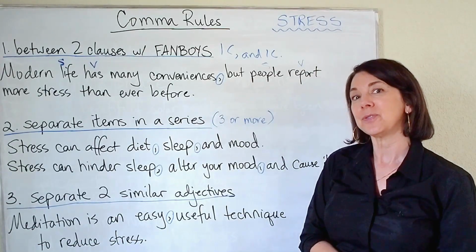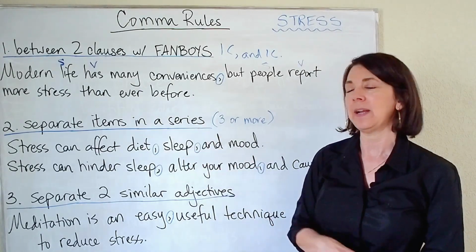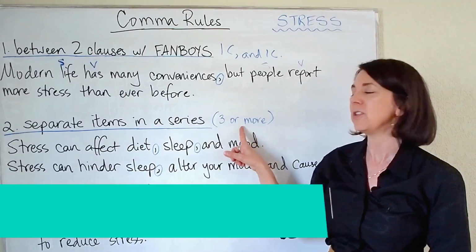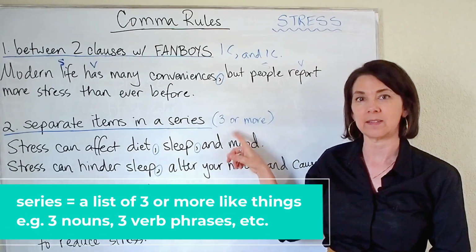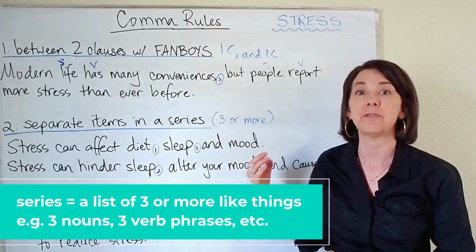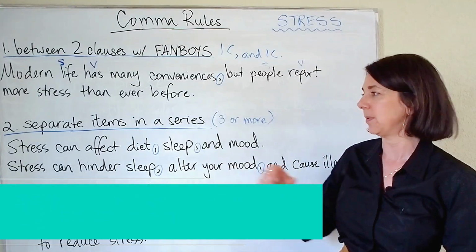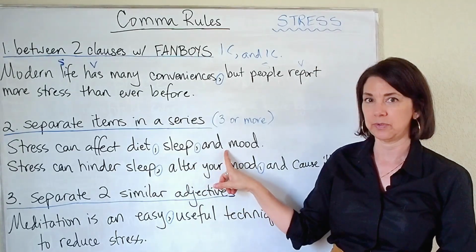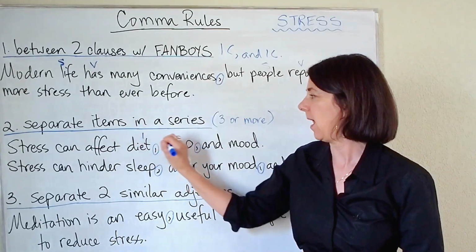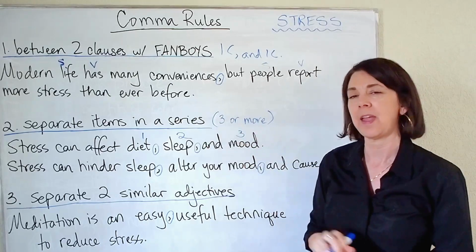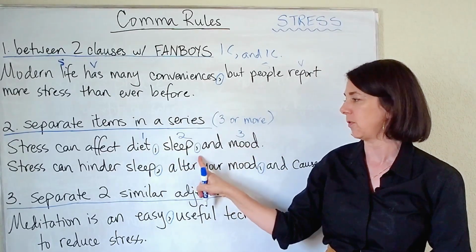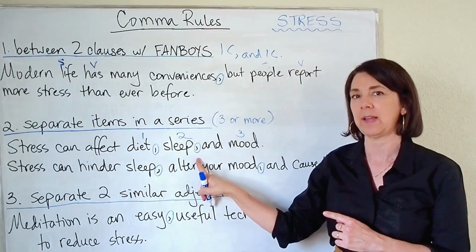All right, let's go to the second rule, which is to separate items in a series. What is a series? A series is when you have three or more things, like three nouns or three verbs. For example, stress can affect diet, sleep, and mood. So how many things do we have? We have three of them. They are nouns. This is a series. So we're going to use a comma before each one, including before the last one.